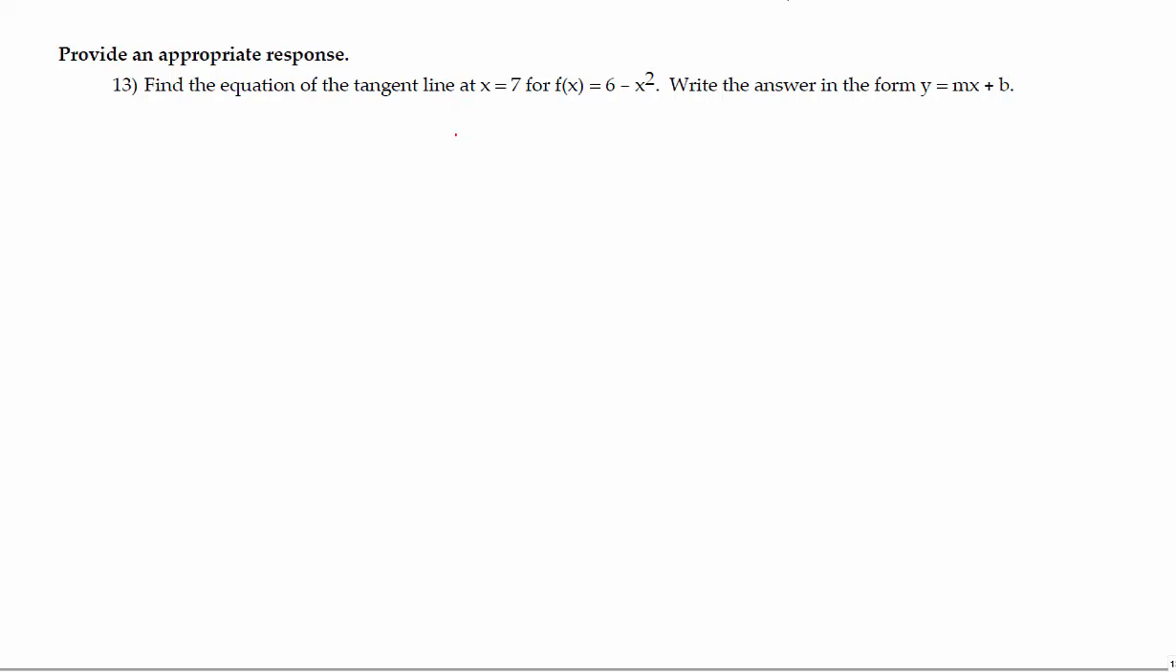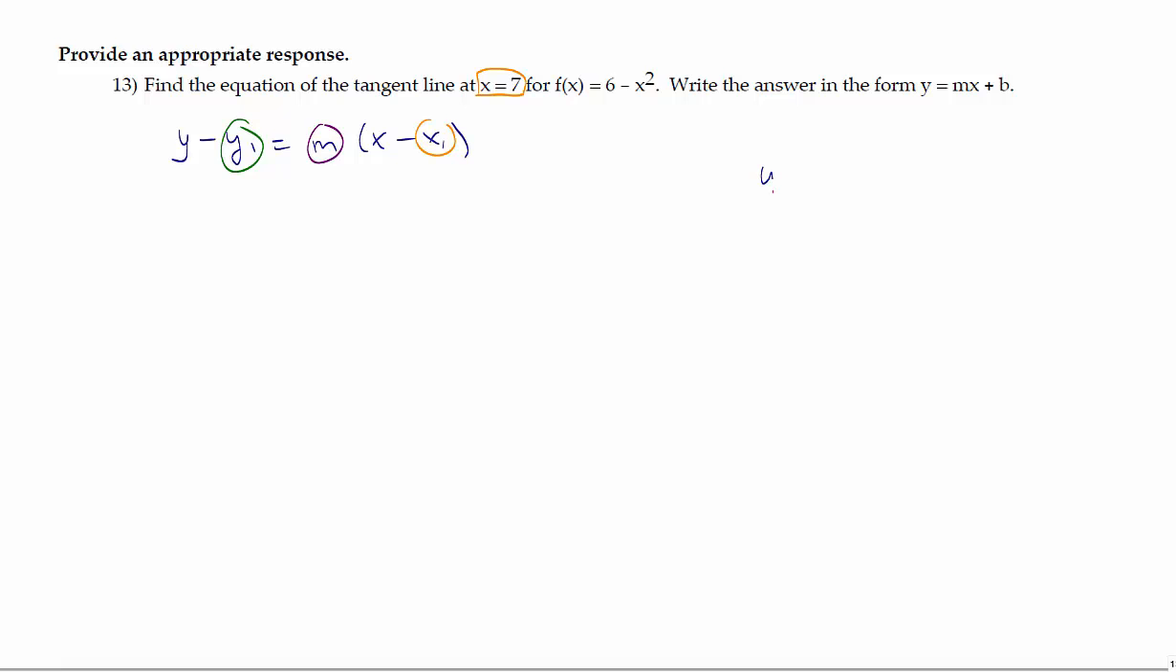Number 13, we're asked to find the equation of the tangent line. All right, so anytime I want to write the equation of a line, I'm going to start with y minus y1 is equal to the slope times x minus x1. And I've got to plug in values for y1, m, and x1. Now, x1 is given to me. It's supposed to be when x is equal to 7. So how do I find the y value?